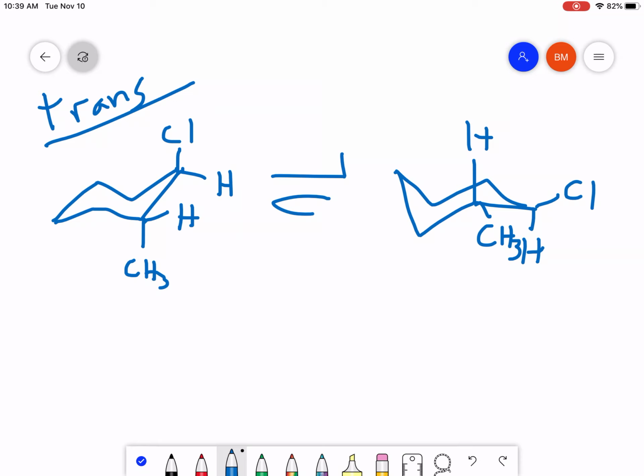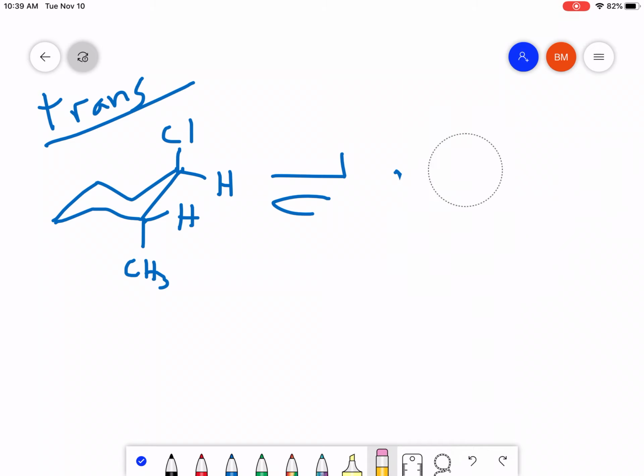All right. Well, can we eliminate anything? You bet we can. Well, again, we know we have an equatorial Cl. We know that's not going to work, right? So we're just going to forget about that altogether. And we're going to focus on this one. All right, well, let's look at the beta carbon right over here, the one that has the methyl group. What do you think we can do with that?